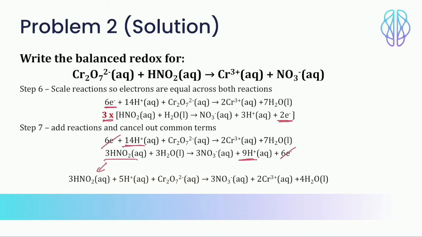And we'll do the same with our water. Let's have a look at our water. We have 3 on our left-hand side, and we have 7 on our right-hand side. So we're going to do the 7 minus the 3, and that's going to leave us with that 4. And we just carry down what we have left over if it can't be cancelled out or reduced. That's going to be our nitrate ion as well as our chromium. And that's how you balance the problem.